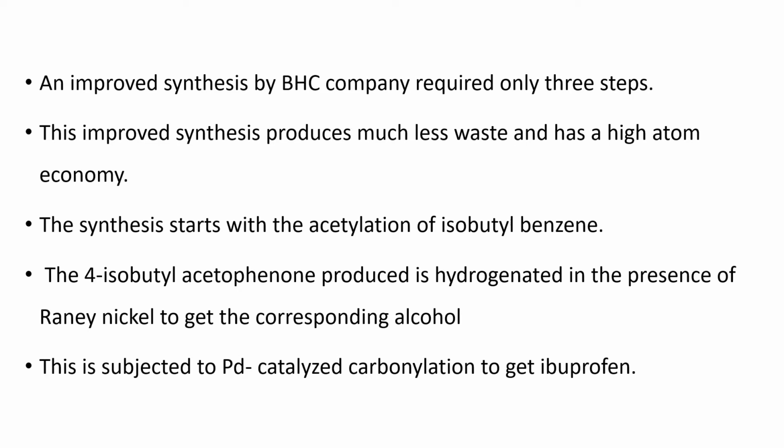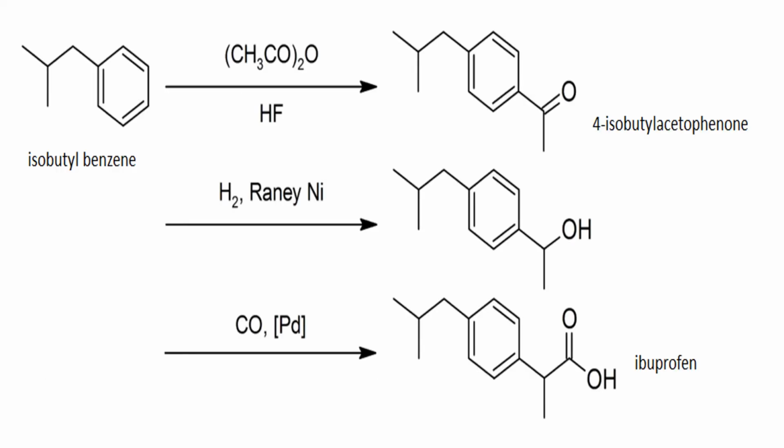The synthesis starts with the acetylation of isobutylbenzene. The 4-isobutylacetophenone produced is hydrogenated in the presence of Raney nickel to get the corresponding alcohol. This is subjected to palladium catalyzed carbonylation to get ibuprofen. The BHC company synthesis of ibuprofen is shown in the figure.